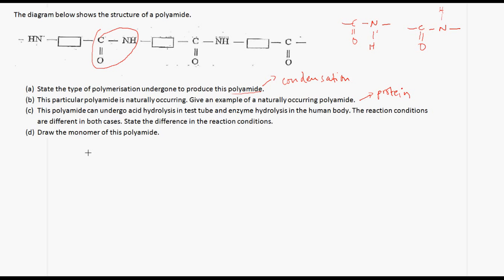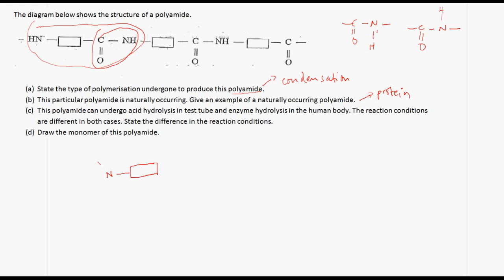And the last part asks to draw the monomer of this polyamide. Now, to draw the monomer, if you look, you will realize that the molecule that is repeating is this. So, polyamide, now this block here is just a symbol. It's used as a simplification of the molecule, so don't get confused with it. It's just a box.